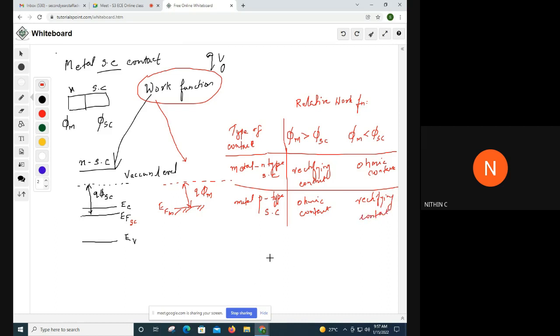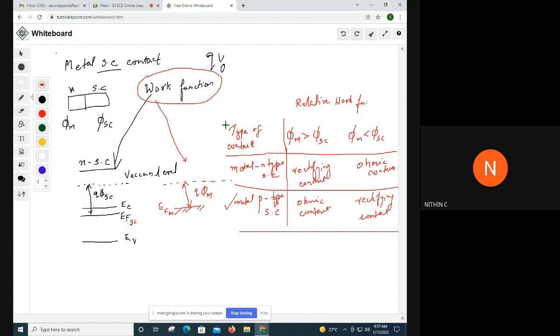Two parameters are there. It depends upon which type of semiconductor we are using, and also upon the relative work function difference between the two materials, the metal and the semiconductor. If we form a metal n type semiconductor, if phi m is greater than phi s, you will be getting a rectifying contact. If it is less than phi s, you will be getting an ohmic contact. When taking the case of metal p type semiconductor, if phi m is greater than phi s, you will be getting an ohmic contact, and in the other case you will be getting a rectifying contact.